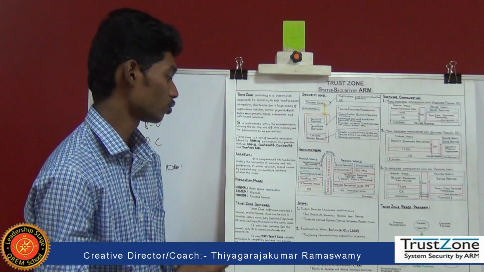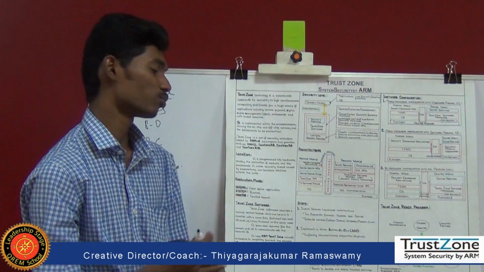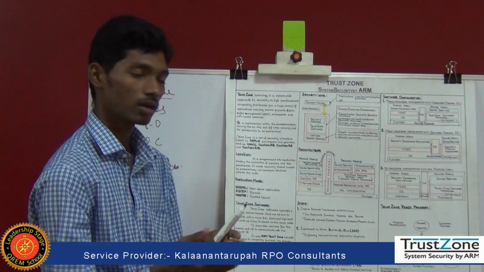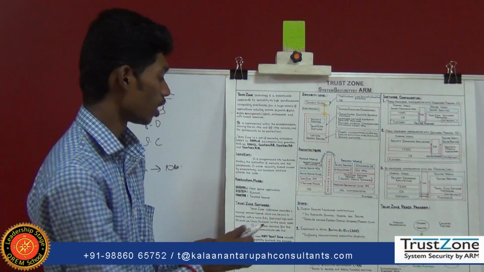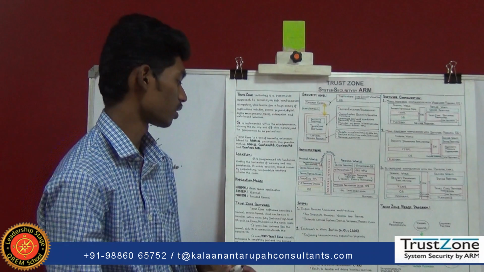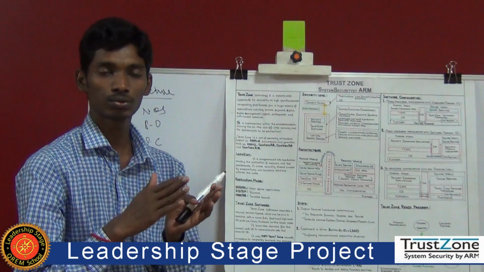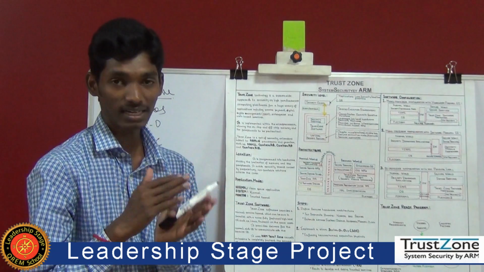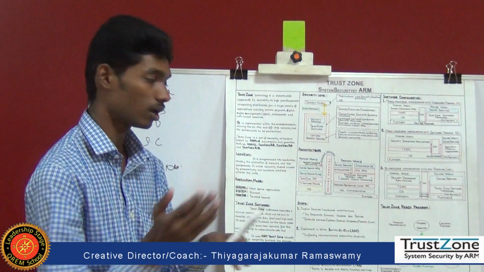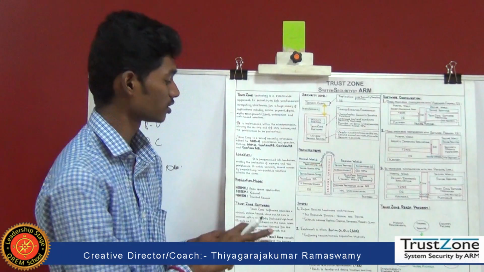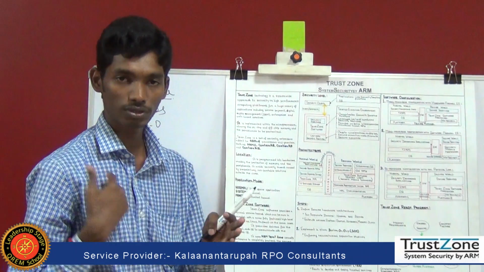And the next one is the Trustzone API. Trustzone API is mainly used to provide security to the applications running on the normal world OS. And the next one is the Trustzone software driver. Trustzone software driver is software which acts as an interface between the hardware and the OS. And the next one is the OS, that is, the operating system, which is used to communicate between the user and the system.